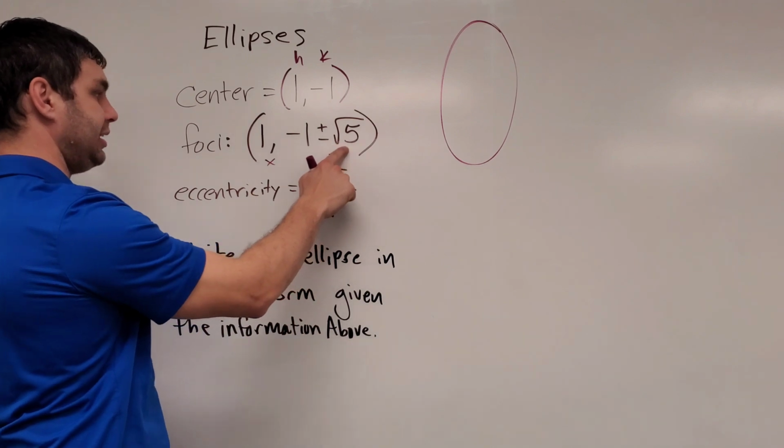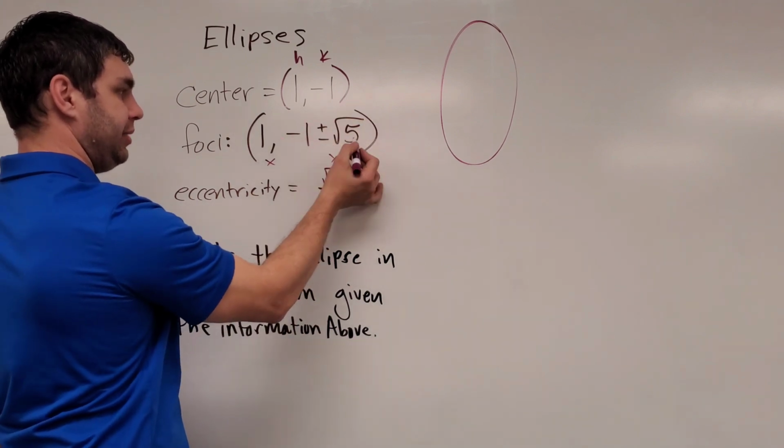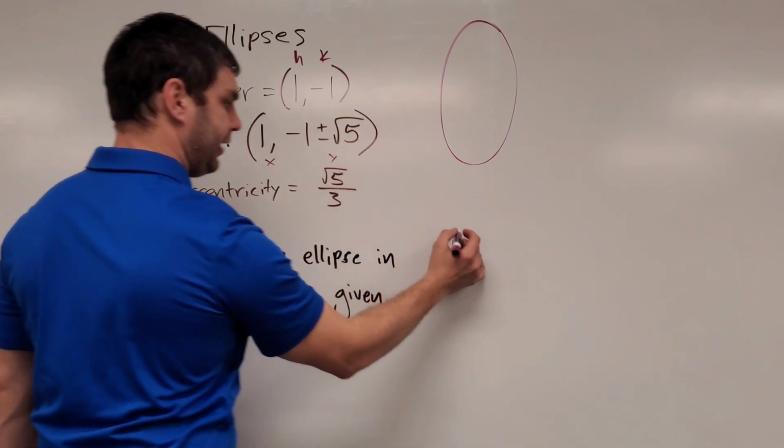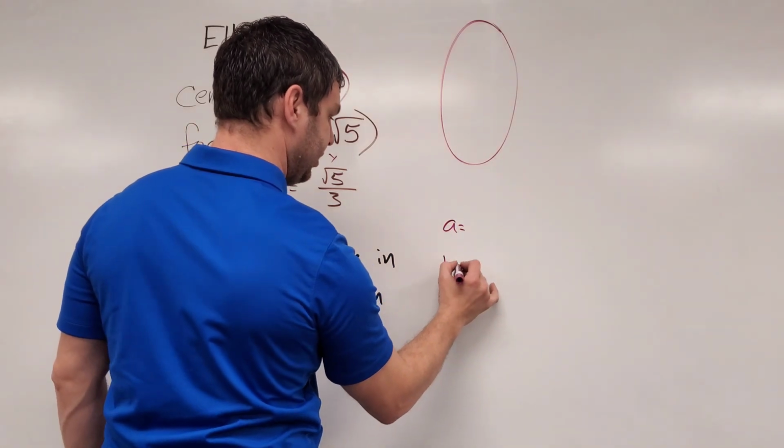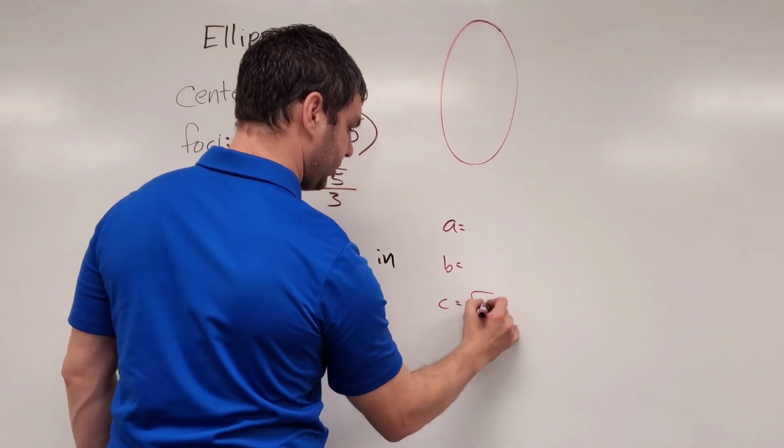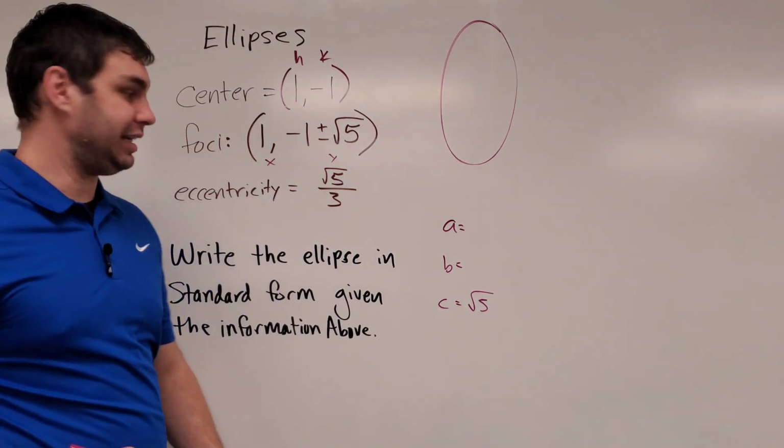All right, so that's what that tells us, as well as, since this is plus or minus the square root of 5, the square root of 5 is going to be our c. So we need our a, our b, and our c. Square root of 5 is going to be the c in that case.